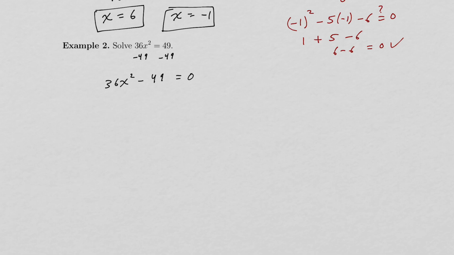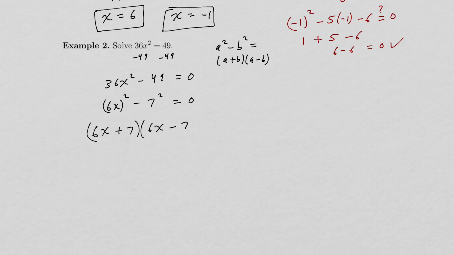And recognize that this is a difference of squares, right? Remember, it has that special form a squared minus b squared. And this factors into a plus b times a minus b. It's really useful to recognize that form. So in this case, I can think of this as 6x all squared minus 7 squared, right? 49 is 7 squared, equals 0. So this is going to factor into 6x plus 7, right? A plus b, and then 6x minus 7, a minus b is equal to 0.